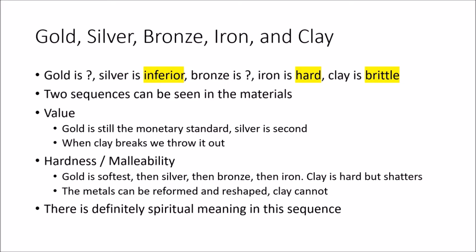But you can see two sequences that are in these materials. One is the value. You can see that gold, which is still our monetary standard, here we are 2,600 years later, and silver is still second to gold in monetary value. And so we can see that inferiority of silver to gold still exists in our time.